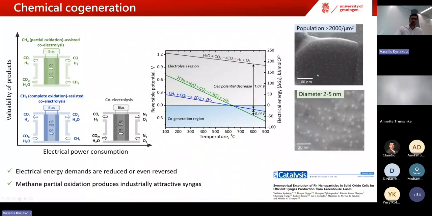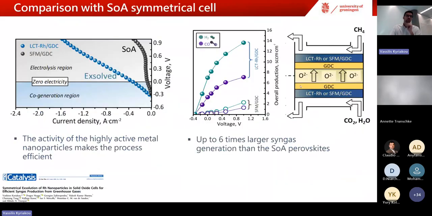This is the picture; by our calculation it was around 2,000 particles per square micrometer. But in other samples that we have in the same paper, we reached above 10,000 particles per square micrometer, a huge population of around 2-3 nanometer size. Very beautiful structures. And of course, if you have rhodium exsolution, it's very, very effective. And this helped us to prove the concept.